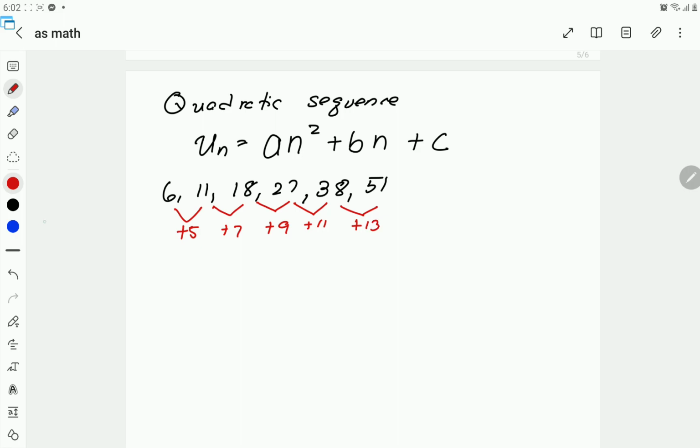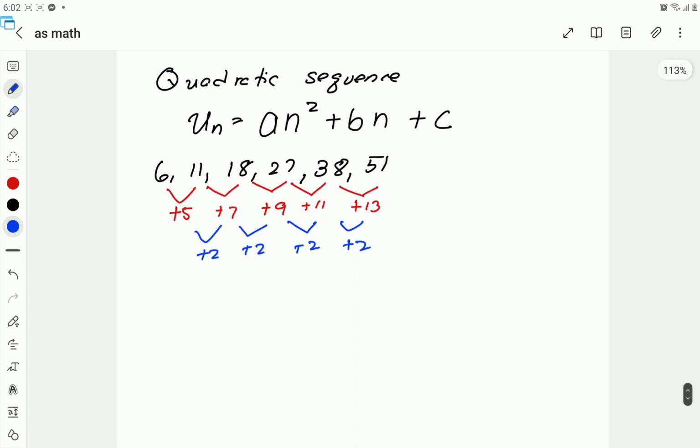As you notice, the second difference is plus 2, plus 2, plus 2, plus 2. Because the second differences are all the same, this is a quadratic sequence. I don't know if you still remember from your IGCSE that the first term is a plus b plus c.